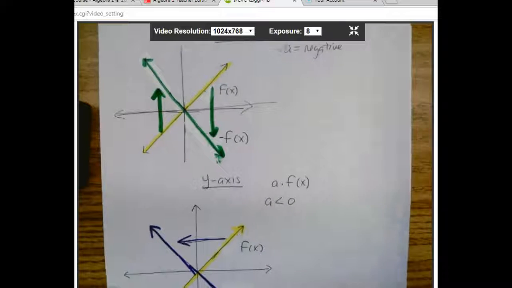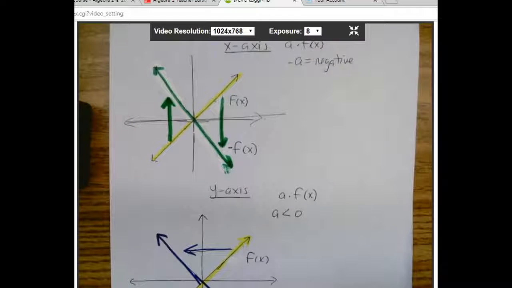This one isn't a perfect example. That's kind of the notes. Get these into your notebooks. We'll talk more in class.